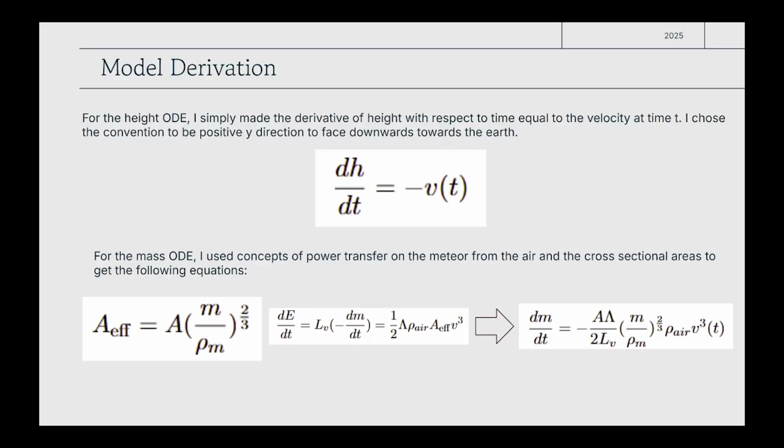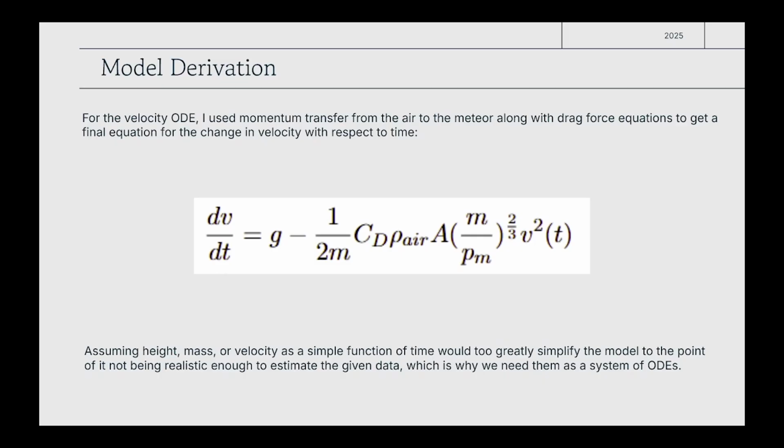To derive the model, for the height ODE, I simply made it the velocity function because the derivative of height is velocity. And I chose the convention that the downwards y direction would be positive. For the mass ODE, I used some concepts of power transfer of the meteor from the air and cross-sectional areas to get the equation you see on the right. For the velocity ODE, I used momentum transfer principles, again from the air to the meteor, along with drag force equations to get a final equation for the change in velocity with respect to time, as you see.